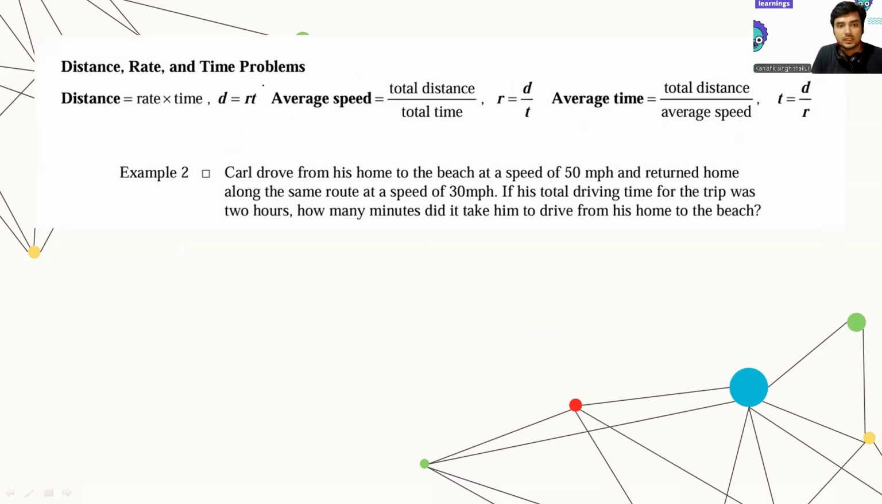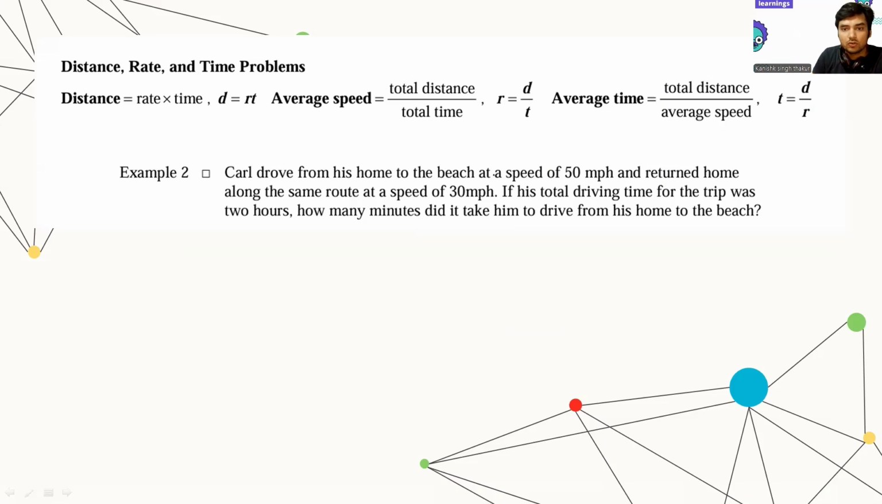Now, distance, rate, and time problems. So obviously you know that distance is speed into time. Speed is equal to distance upon time, and there is something called average speed and average time.